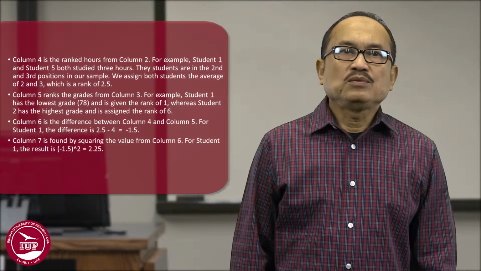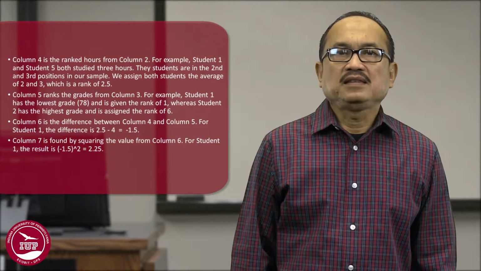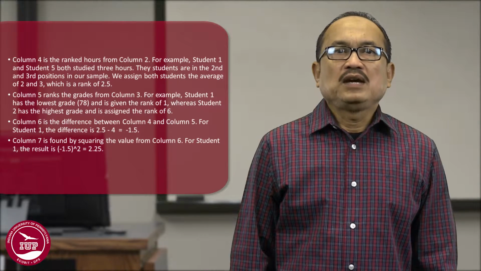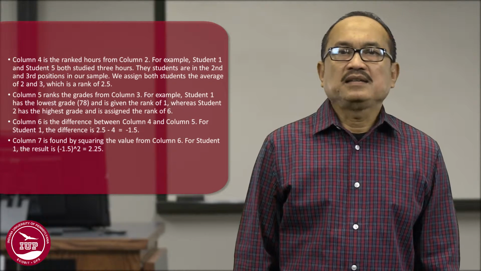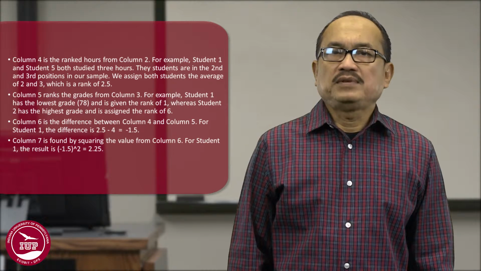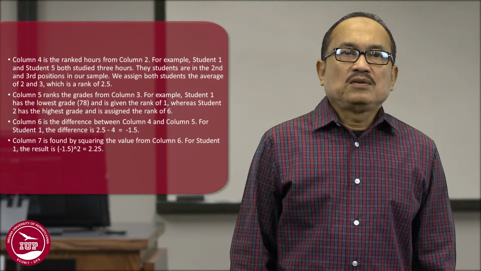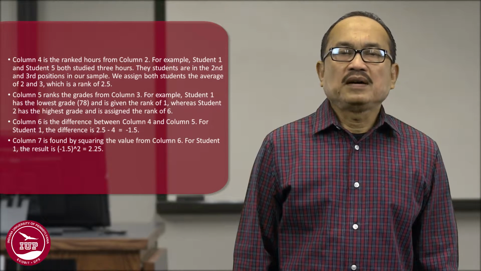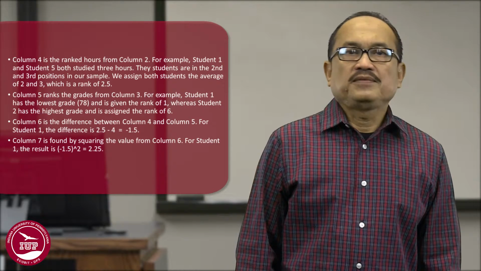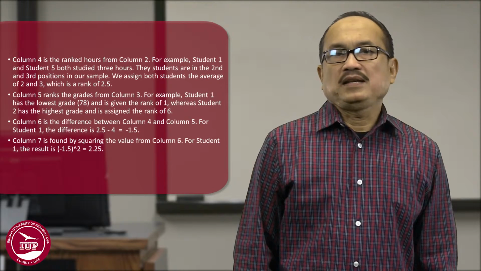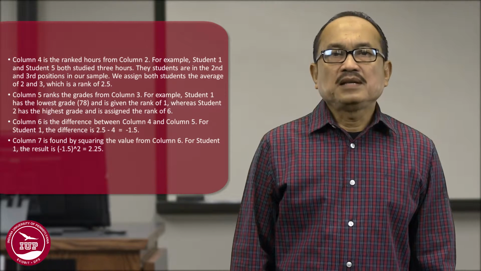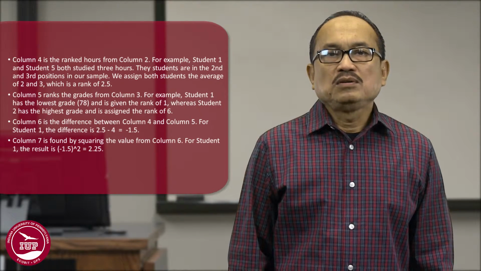Column 5 ranks the grade from column 3. For example, student 1 has the lowest grade, 78, and is given the rank of 1, whereas student 2 has the highest grade and is assigned the rank of 6. Column 6 is the difference between column 4 and column 5. For student 1, the difference is 2.5 minus 4 equals -1.5. Column 7 is found by squaring the value from column 6. For student 1, the result is -1.5 squared equals 2.25.